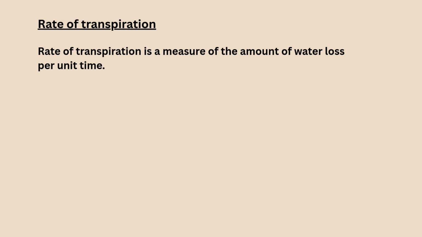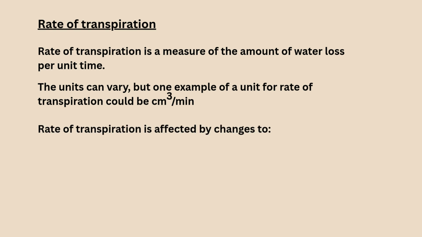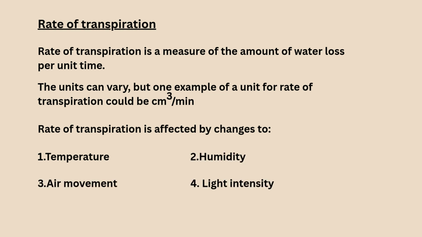The rate of transpiration is a measure of the amount of water loss per unit time. The units can vary, but one example of a unit for rate of transpiration could be centimeters cubed per minute. Rate of transpiration is affected by changes to the temperature, humidity, air movement, or light intensity.